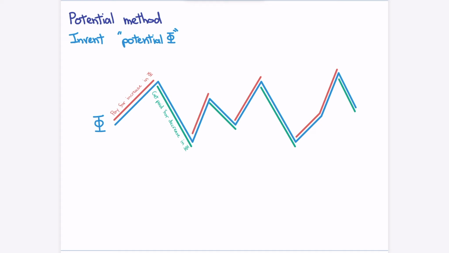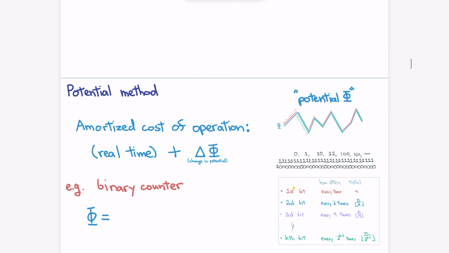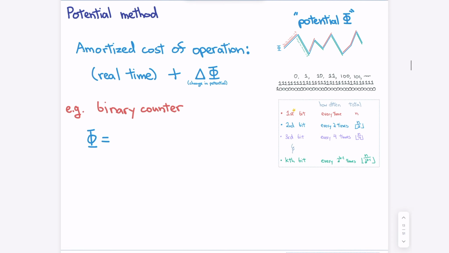So this is what's called a potential argument. The potential should always be non-negative. Maybe this picture is a little misleading because it looks like you went down from where you start. It should really not be the case, but I didn't want to redraw the picture.